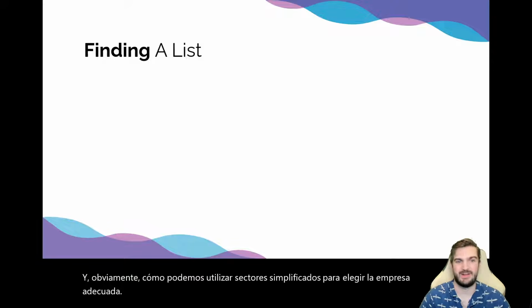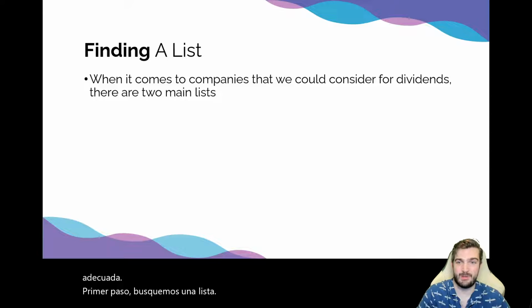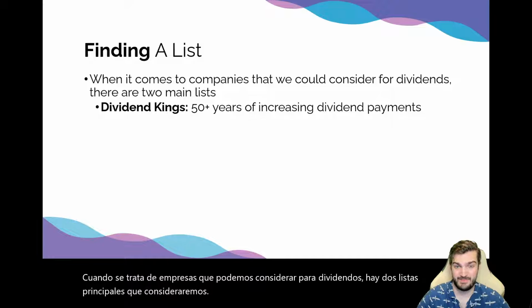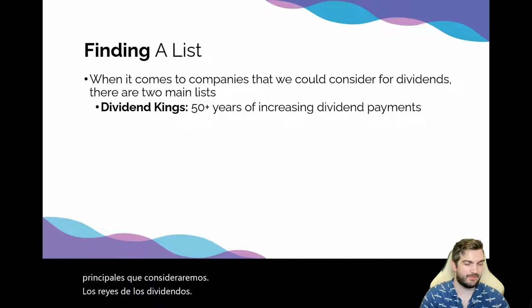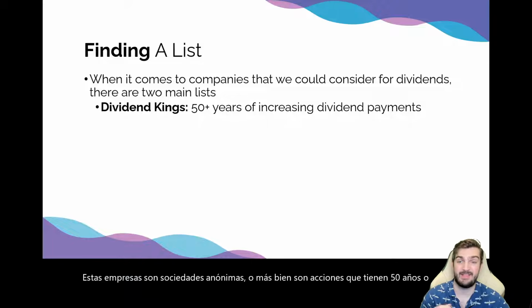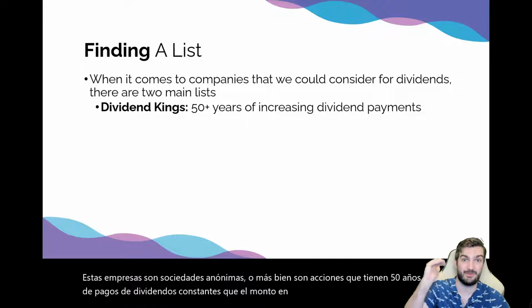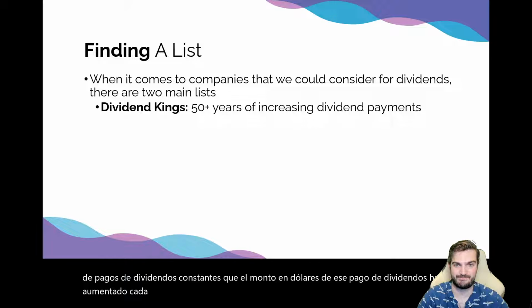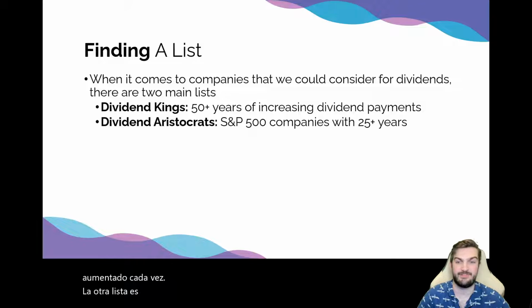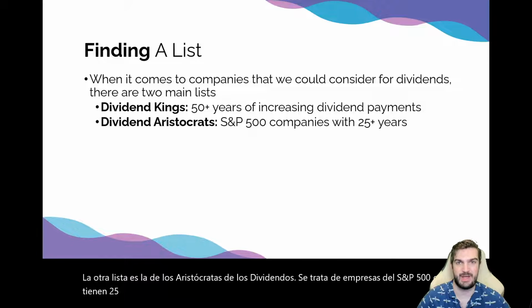First step, let's find a list. When it comes to companies that we can consider for dividends, there are two main lists. The Dividend Kings. These are stocks that have 50 years or more of consistent dividend payments, where the dollar amount of that dividend payment has increased every single time. The other list is the Dividend Aristocrats. These are S&P 500 companies that have 25 years or more of dividend payments.